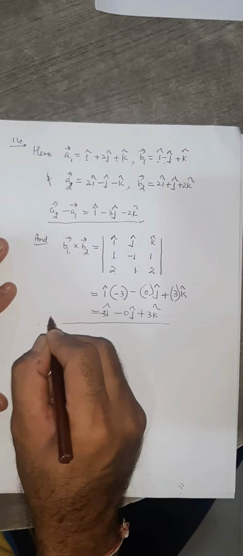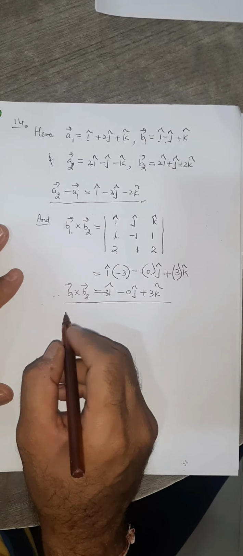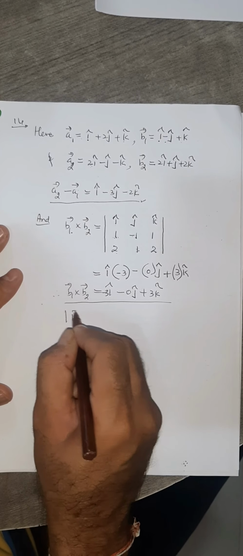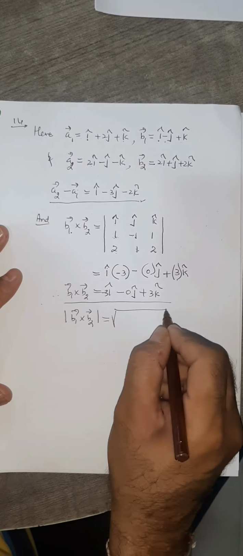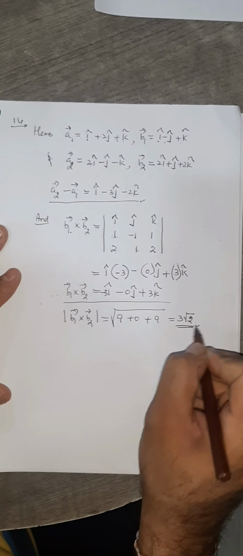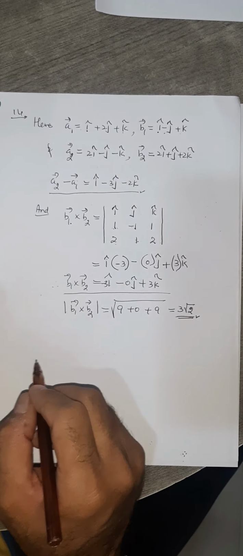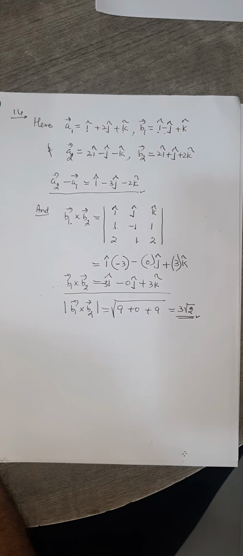This is nothing but vector b1 cross vector b2. Now we need to get its magnitude, so its length here. So what is its magnitude? It is root of 9 plus 0 plus 9. So you can take 9 outside. It will be 3 root 2. Now we need to just put these values in the formula. So let's place this value in the formula.